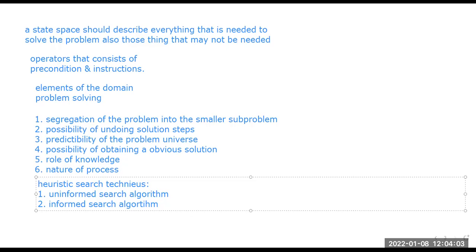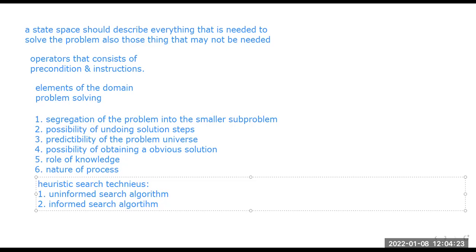So we have already learned about topics like BFS and DFS, the depth first search, in our data structure and algorithm course. So then we have several types of this. We will talk on this particular part again.